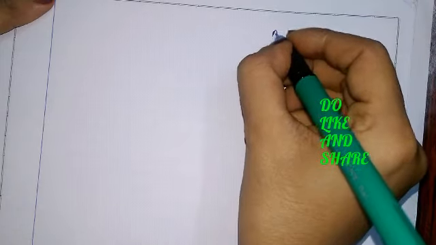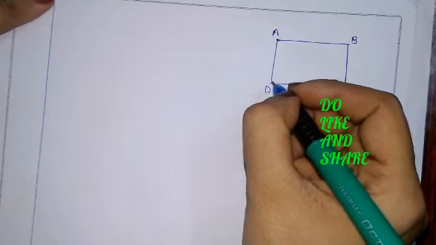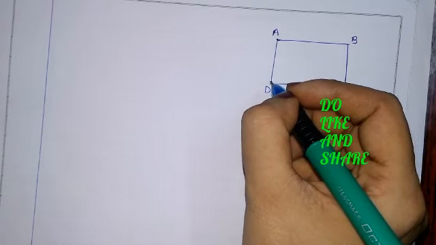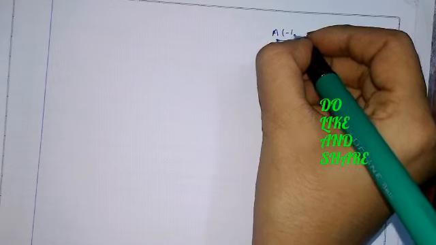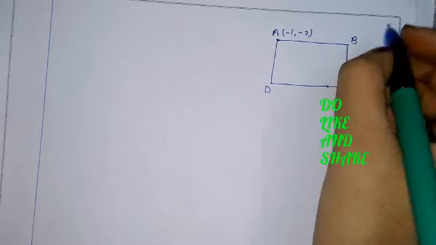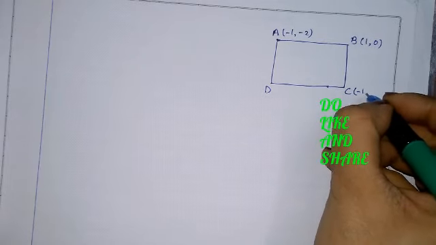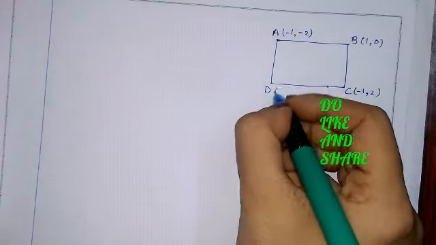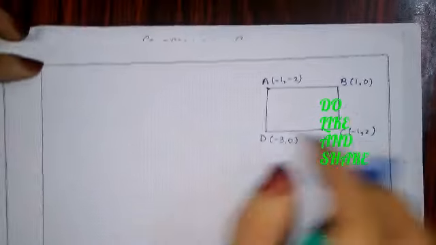A, B, C, D. Show that the points are the vertices of the square, they have told. First point -1, -2. Second point 1, 0. Third point -1, 2. And fourth point -3, 0. Let us consider.